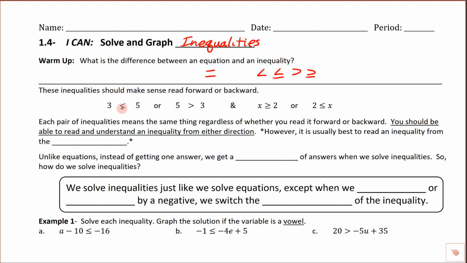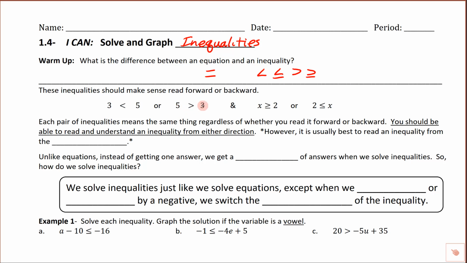I've got 3 is less than 5. Now notice what happened here. I literally did a big, huge pancake flip. I flipped everything over, including the inequality. So notice the small point was toward the 3, big mouth was toward the 5. Same thing here. So this is 3 less than 5. This is 5 is greater than 3.